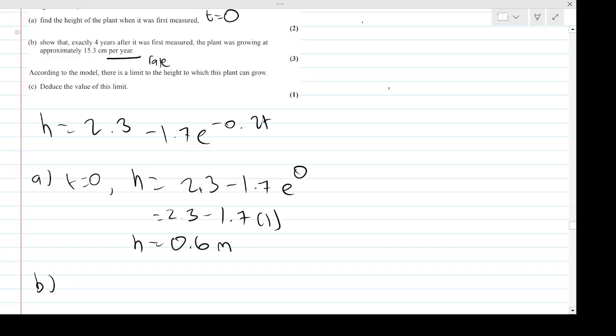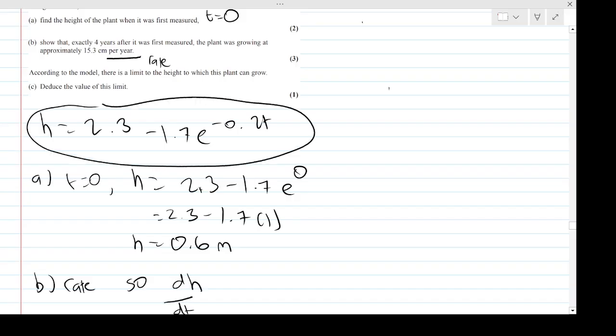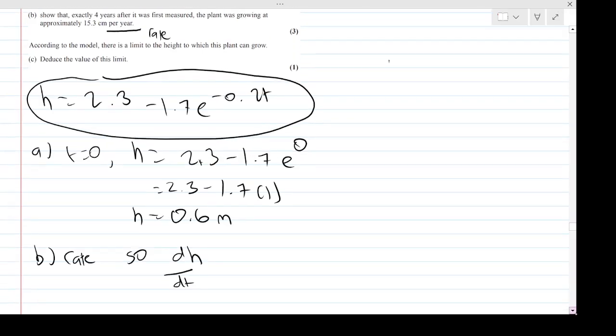Anything to do with per year or per minute or per second, that's a rate. So that's how the height is changing over time. That is differentiation, okay? That is alluding to differentiation. So we need to compute the derivative, so dh with dt. So we know that h is 2.3 minus 1.7 e to the negative 0.2t.